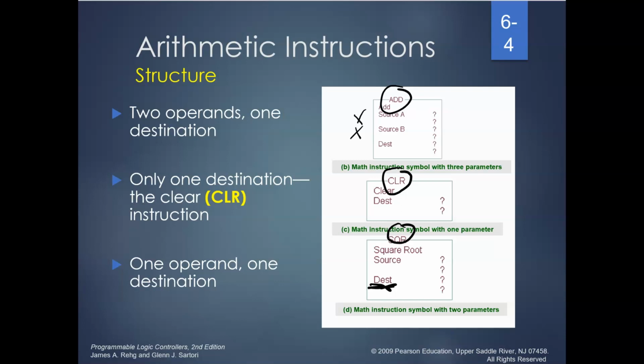So as you can see, in all of them you need one destination in which you can save the result of your operation, but the source depends on your instruction type. If it's adding, subtracting, multiplying, or dividing, then you need to describe two parameters as your source A and source B. For something like absolute value or SQRT, you only need one source, and for some of them you don't need any source, you only need the destination. An example for that is the clear instruction.